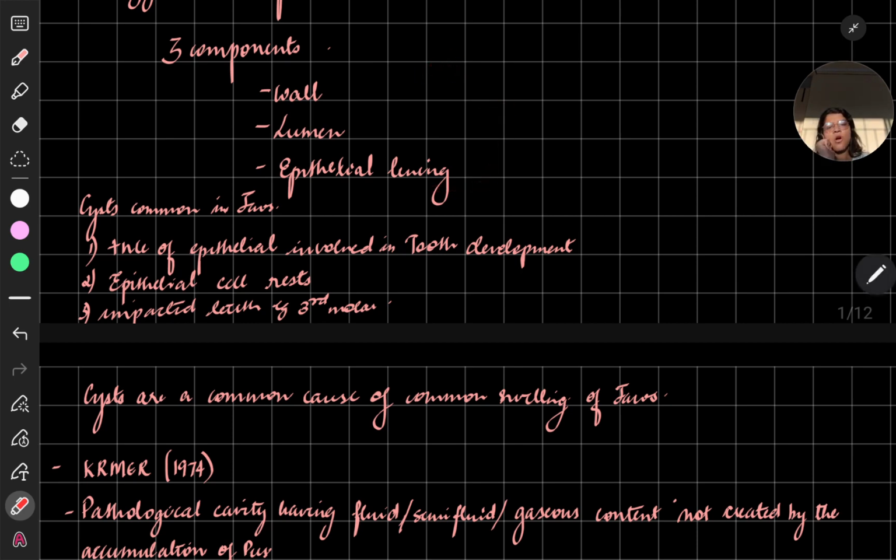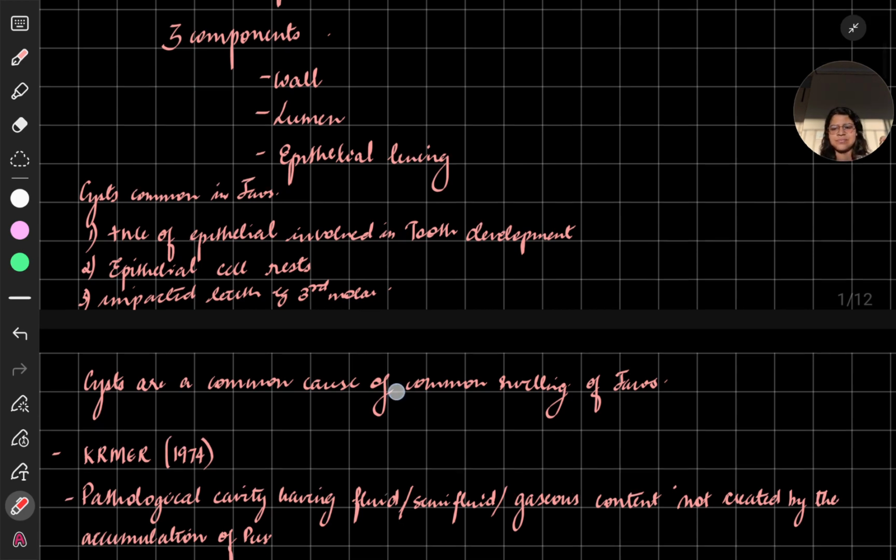Now the cysts which are common in jaws, it's either due to the presence of epithelium involved in tooth development, so the epithelium proliferates and gives rise to a cyst, or epithelial cell rests. They become active, they proliferate and give rise to a cyst. Impacted teeth of third molar. So third molar has an impacted tooth, the follicle becomes affected and it gives rise to a cyst. These are some of the cysts common in the jaws.